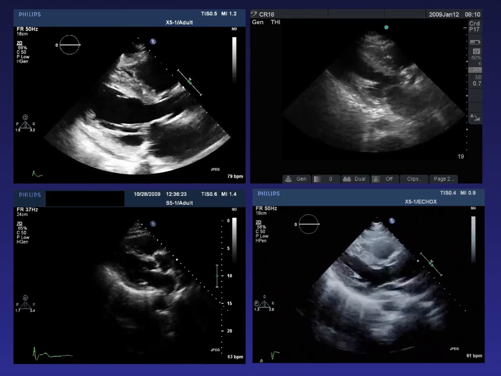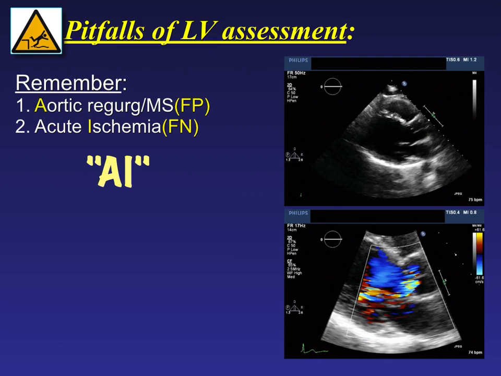This final one is a dramatic case where the left atrium is quite small in the setting of a normal left ventricular ejection fraction. So what are the pitfalls of LV assessment using the cardiac dysfunction sign? I use the mnemonic AI to remember aortic insufficiency as well as acute ischemia.